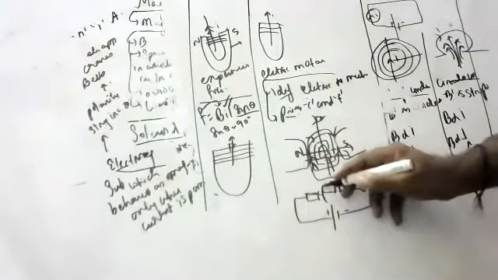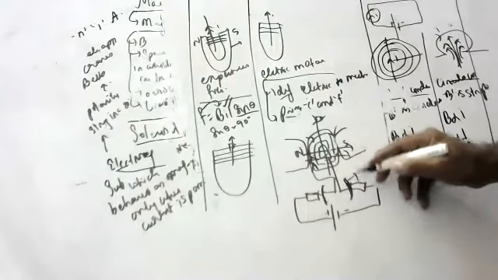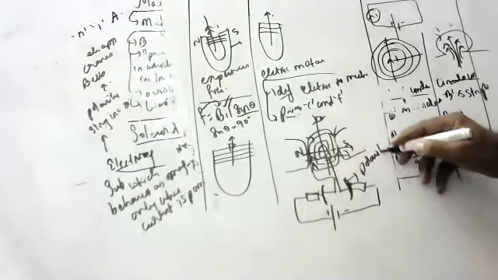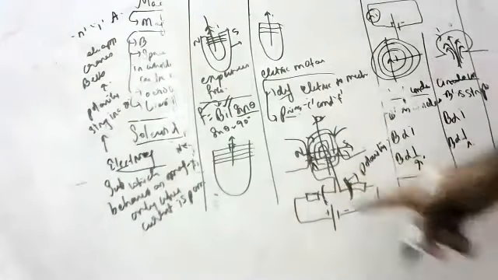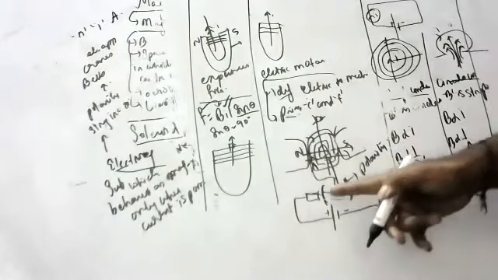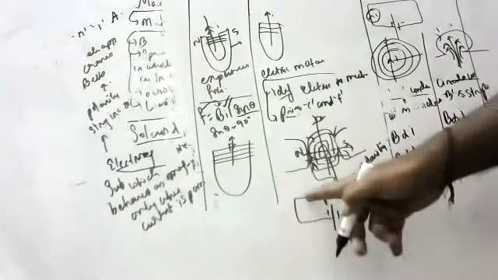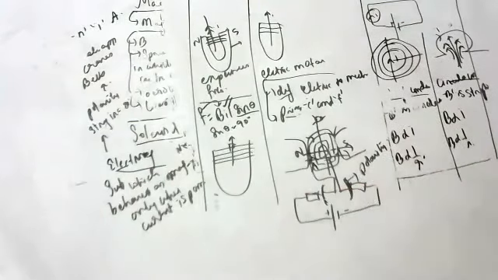What is the function of split rings? Split rings help in changing the polarity. What is the function of split rings and brushes? Brushes help in conduction of current. Split rings help in changing the polarity.